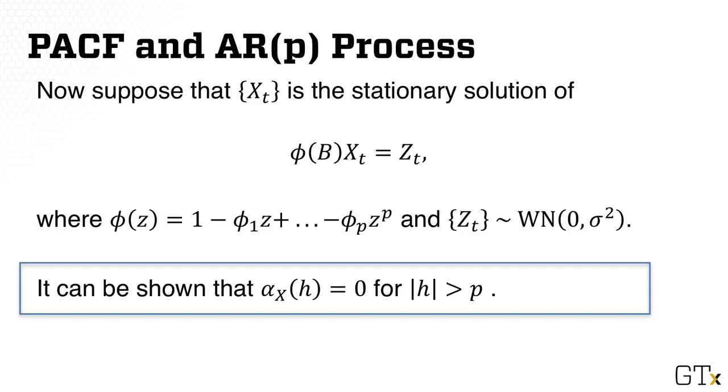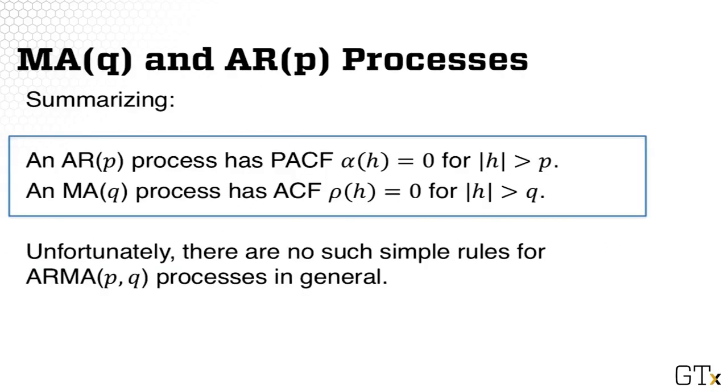For an AR process, it can be shown that the PACF has the property that it is 0 for lags larger than the order p of the autoregressive process. Thus, we can identify the lag of the AR process using the PACF plot. To summarize, if we have an AR process, we can identify p using PACF, and if we have an MA process, we can identify q using ACF. Unfortunately, there are no such simple rules for ARMA(p,q) processes in general.